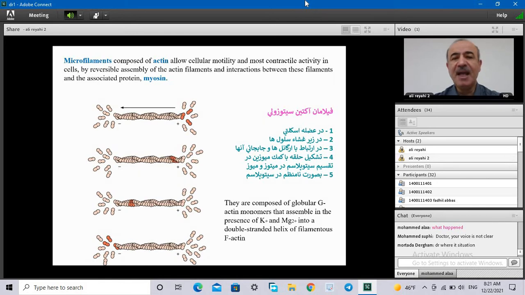Okay, and it helps the shape of the cells. It's important for the stability of the cell membrane, for example. Okay, and it helps the cytoplasmic division during the cell division, and within the cytoplasm we can see the actin filament is distributed within the cytoplasm.